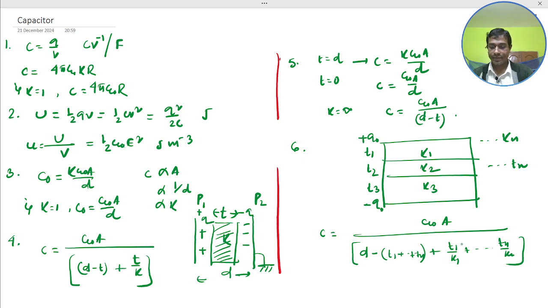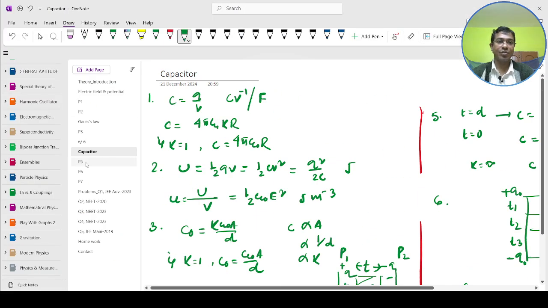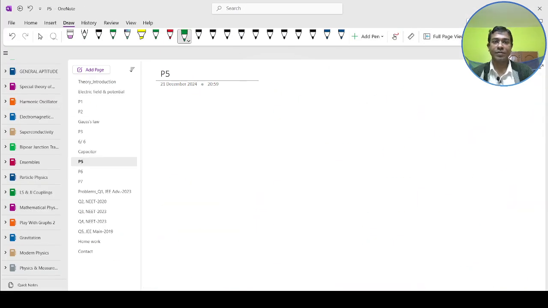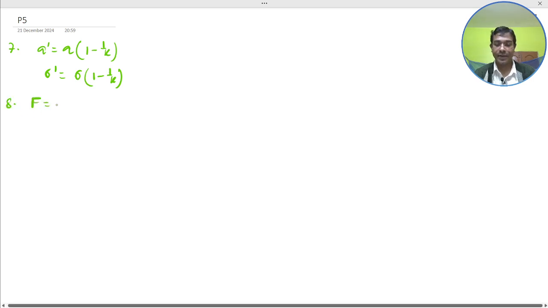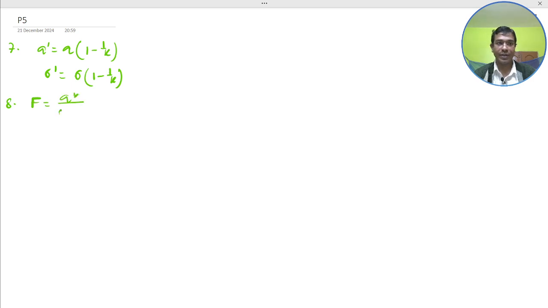And another thing is the magnitude of induced charge. So the magnitude of induced charge, Q dash is equal to Q times 1 minus 1 by K. Sigma dash is equal to sigma times 1 minus 1 by K. A parallel plate capacitor attracts with force. The force F is equal to Q square by 2 epsilon naught.